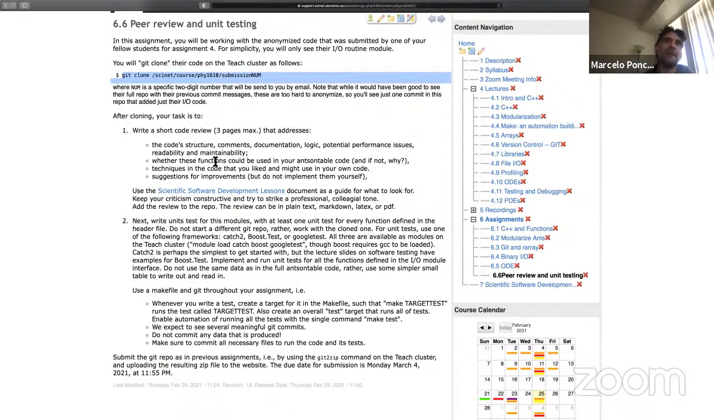Techniques in the code that you like and may use in your own code, something that you learn from the code, and suggestions for improvement, but do not implement them yourself, just a report, right? We have Francis's nice recap of lessons learned from scientific software development, and it can give you an idea of what we are after.